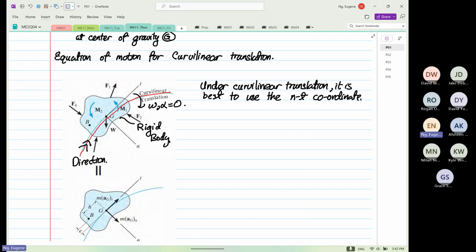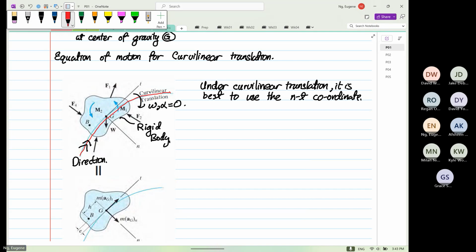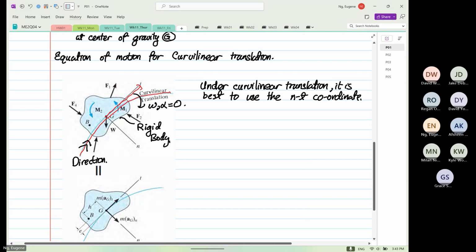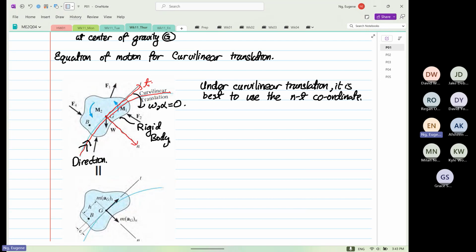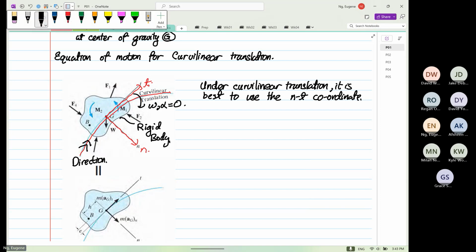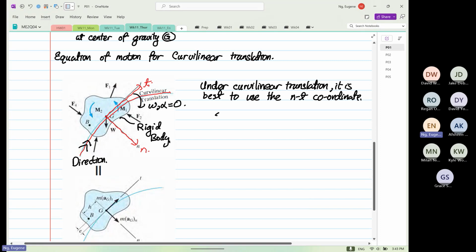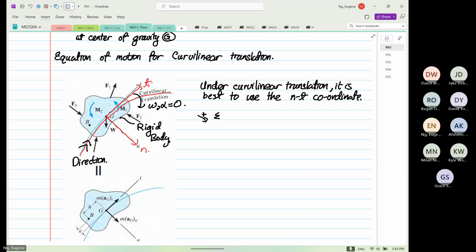Okay. So when that's the case, we always label the tangential direction as T, and the one pointing towards the center of curvature, we call it as what? N. Are we clear? Okay. So we use the N and T coordinates. From here, you can draw this towards the center. Summation of forces in the N direction will be equal to m multiplied by a_G,n.